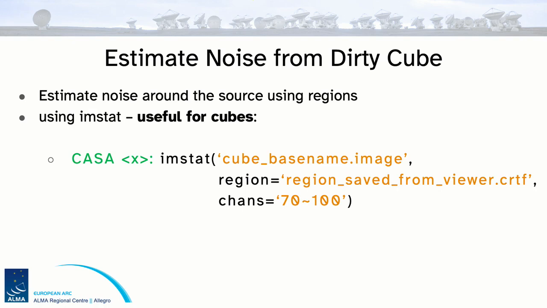To estimate the noise for a cube, you can still do so interactively in the viewer, but the statistics given are limited to the channel that you are working in. Alternatively, you can save a region in the viewer and then input this into imstat to calculate statistics on only the channels that you are interested in imaging. This will return an RMS noise average across the channel range that you specify.